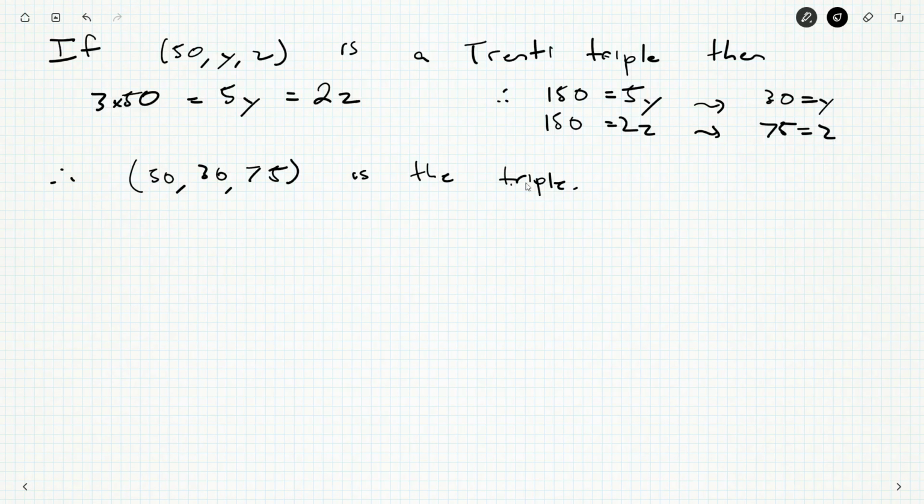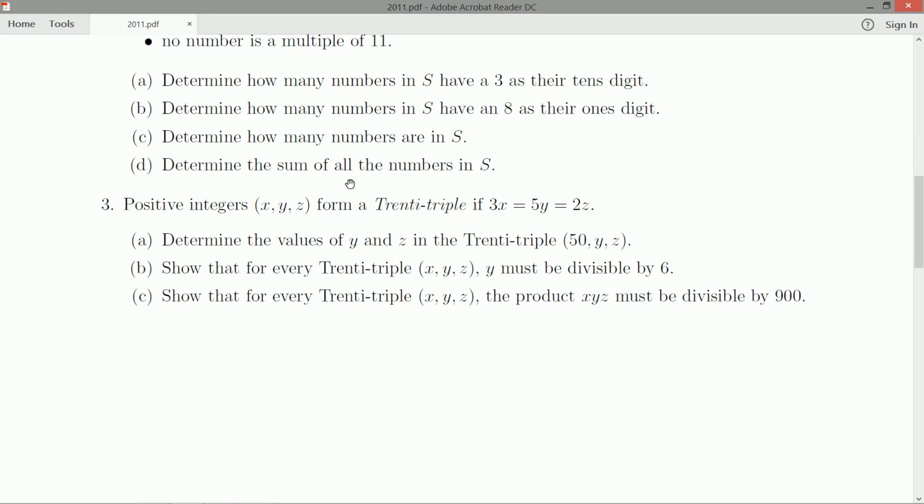Okay. And notice that as soon as we know one of the numbers in a Trenti triple, the other two are sort of fixed. We have to get them. So there's never going to be a C part where they say list all possible Trenti triples that have 50 as the starter, that sort of thing. But they could still have other Trenti triples satisfy some sort of condition.